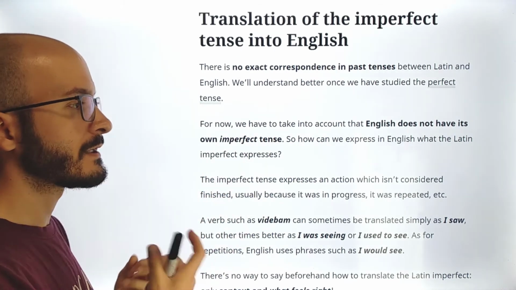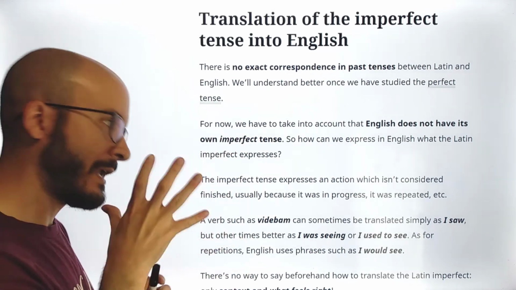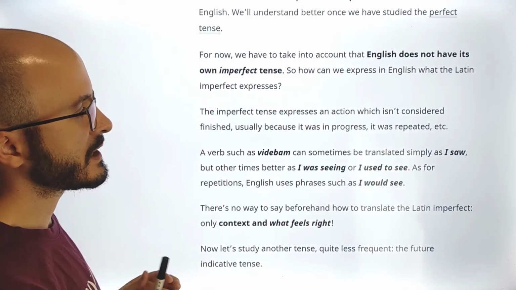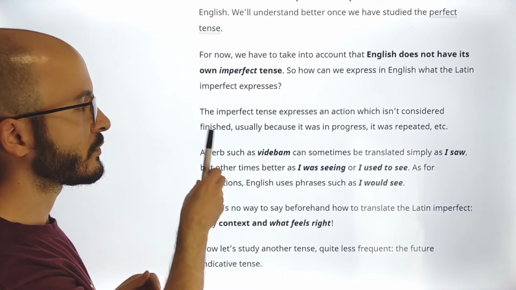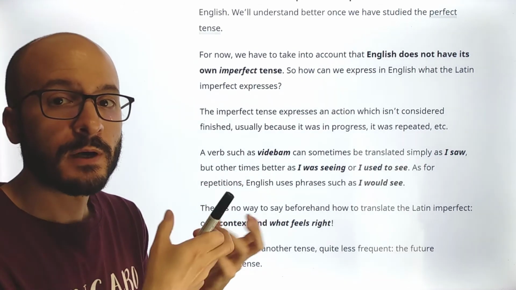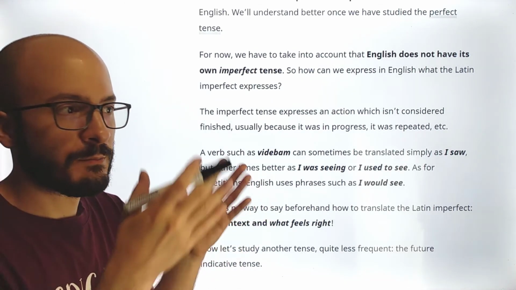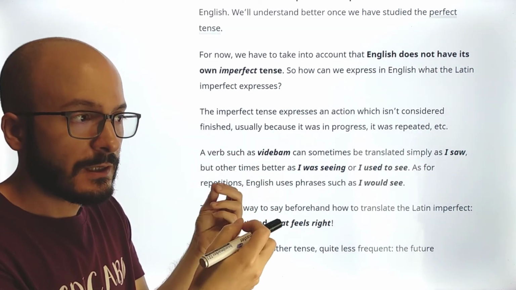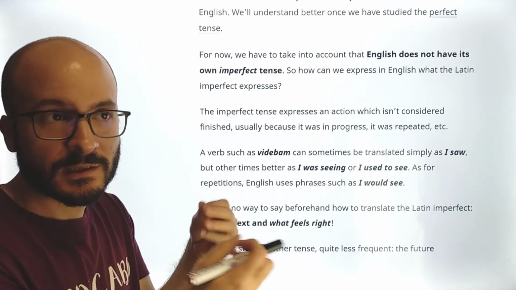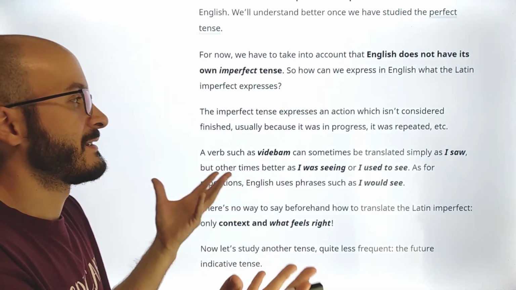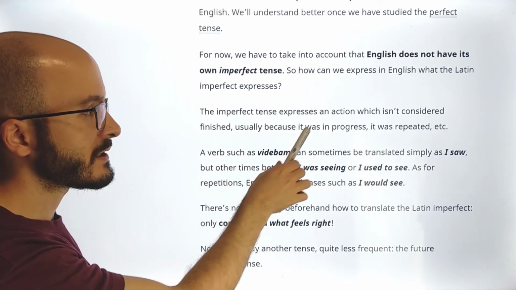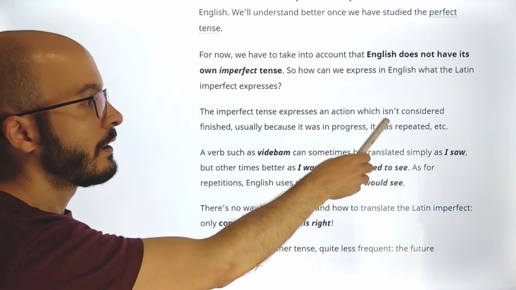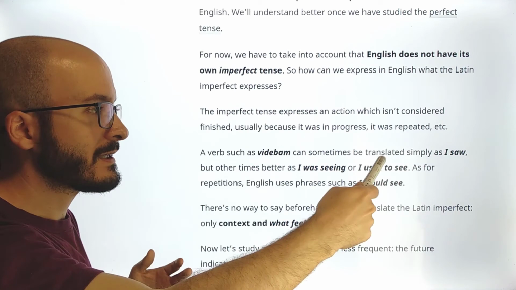So how can we express in English what the Latin imperfect expresses? Now this is the quid, okay? The imperfect tense expresses an action which isn't considered finished. That's literally what imperfect means. Because remember, imperfect is the opposite of perfect. Now perfect literally means complete. So imperfect means incomplete. Okay, it's quite obvious. So the imperfect tense expresses an action which isn't considered finished, usually because it was in progress, it was repeated several times in the past, etc.